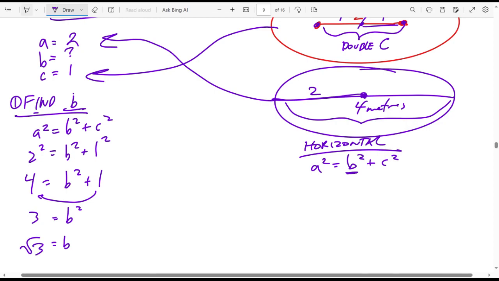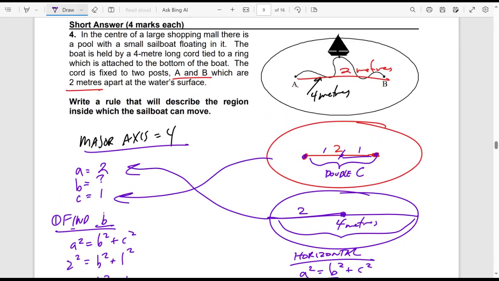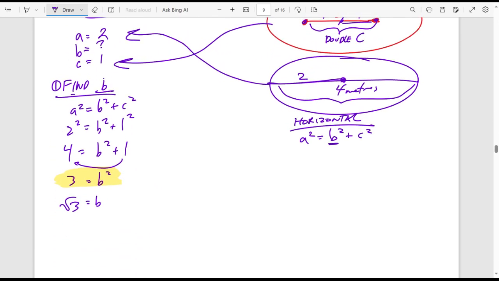But also, you can kind of freeze here on these ones. I don't really care about solving b. I'm actually really only looking for b squared, and I'll show you why. The whole question was asking me to find the rule that defines this situation. Well, I know it's an ellipse, so that means this is going to be the rule. X squared over a squared plus y squared over b squared is equal to 1.